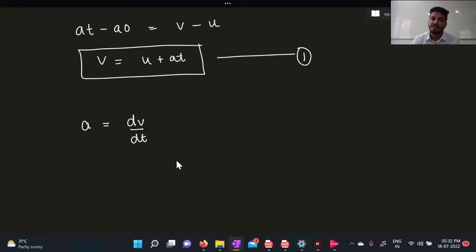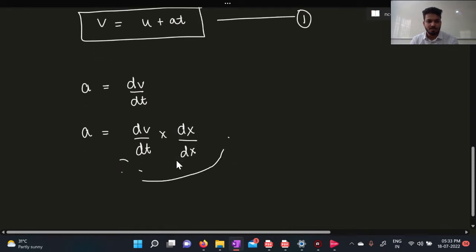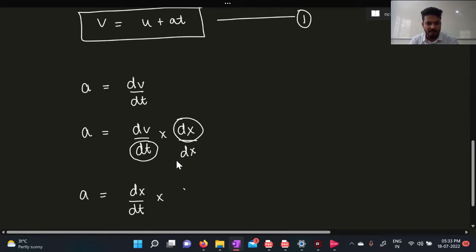Okay, but I'm going to make a few changes here. I'm going to multiply dx in the numerator as well as in the denominator. So dv by dt, and then I'm going to multiply dx by dx. Nothing is going to change because I multiply dx in the numerator and the denominator as well. So what I'm going to do is pair this dt and this dx, so I'll end up with dx by dt multiplied by dv by dx.